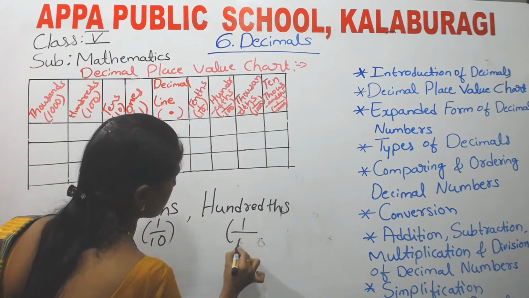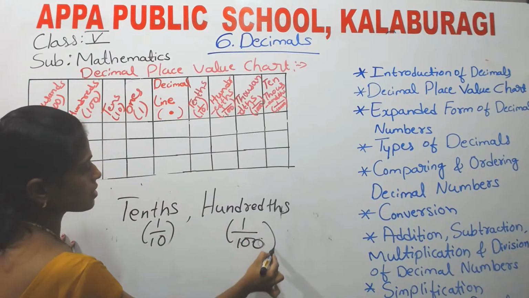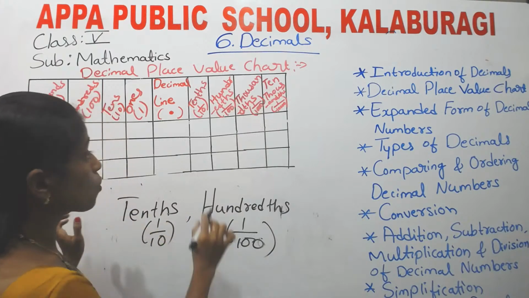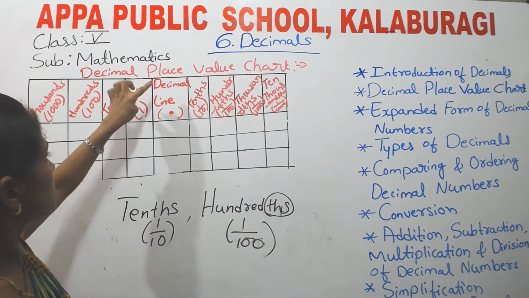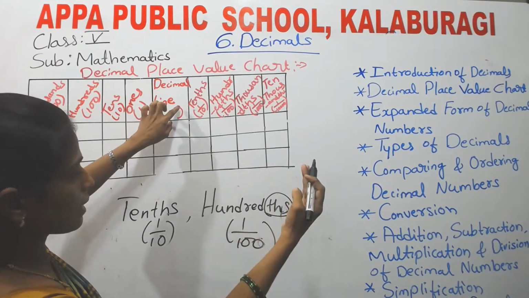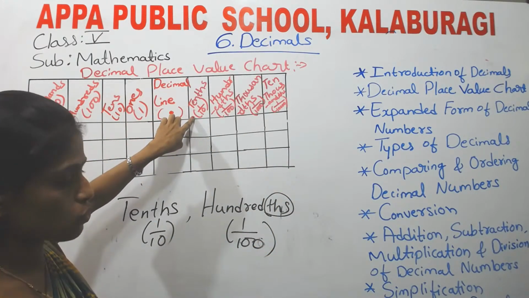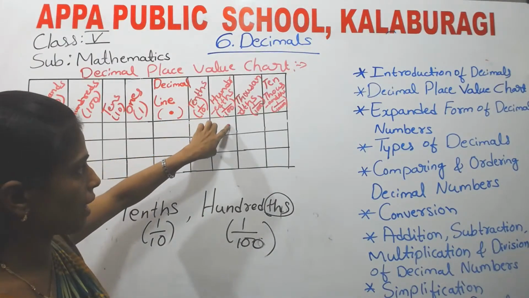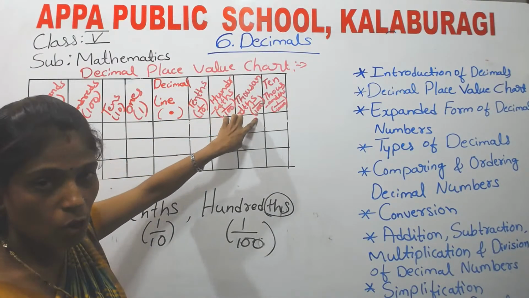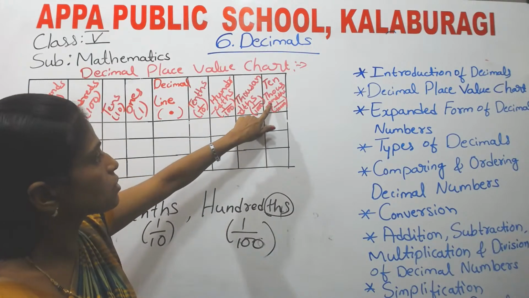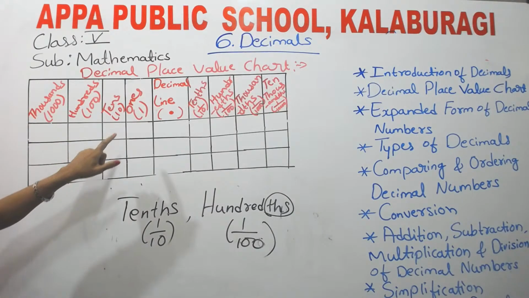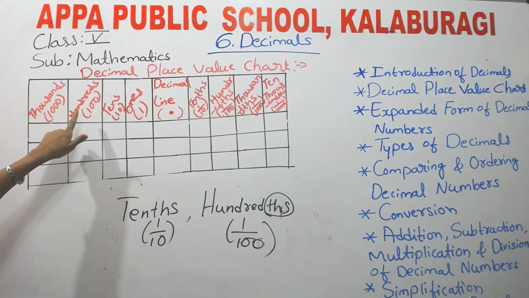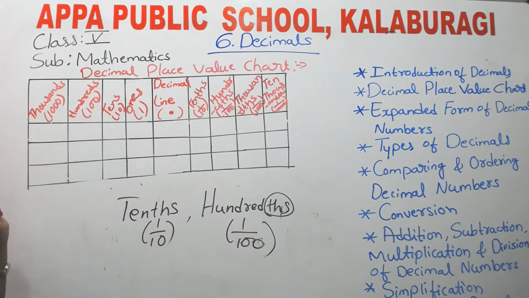Okay, this is 1 by 100, this is hundreds. After that, thousands. Last should be like ths. This is the decimal line; after the right side, tens, that is 1 by 10. Hundreds, 1 by 100. Thousands, 1 by 1000. And ten-thousands, that is 1 by 10,000. After the left side, we count it as ones, tens, hundreds, and thousands. This is the decimal place value chart.